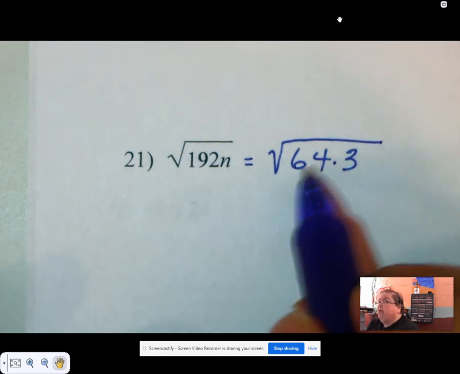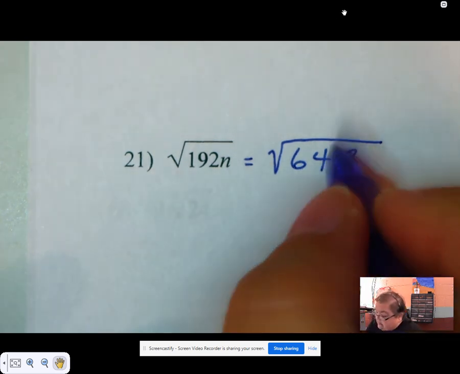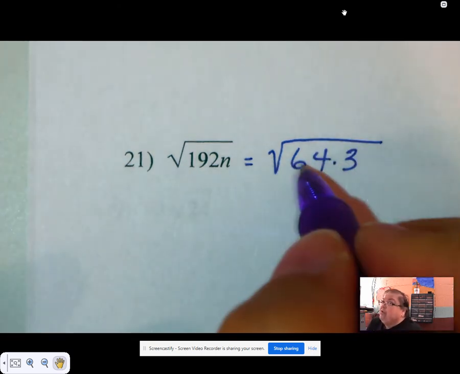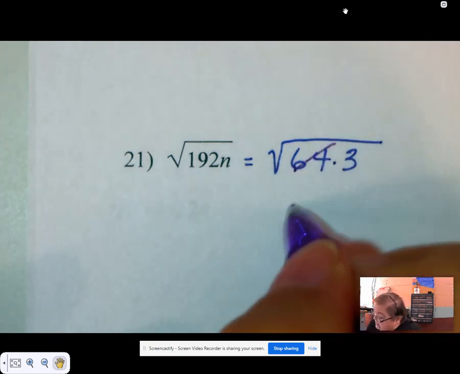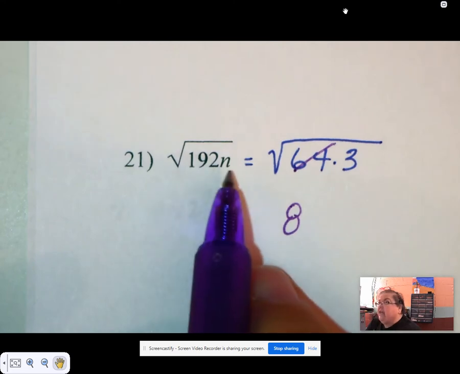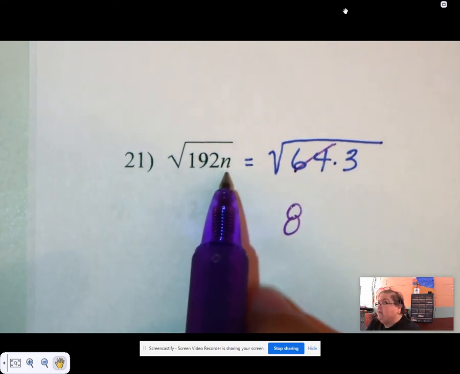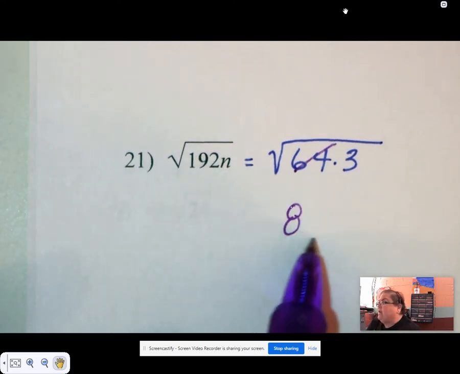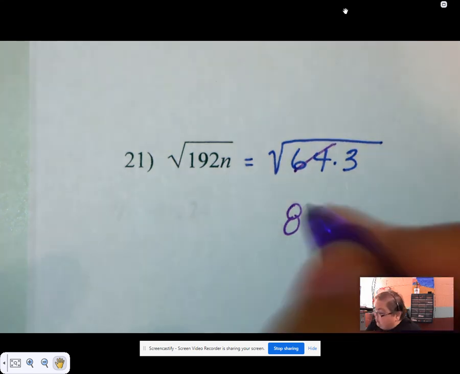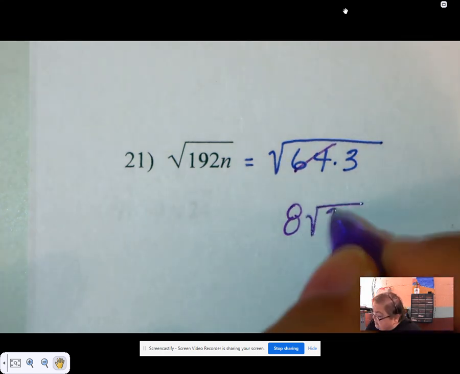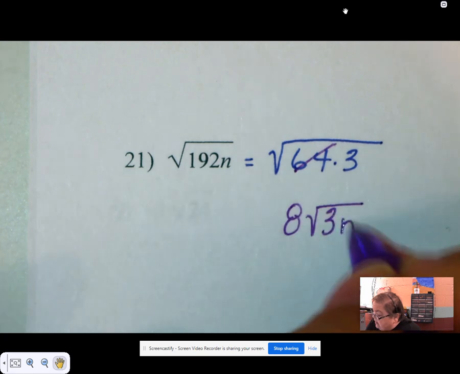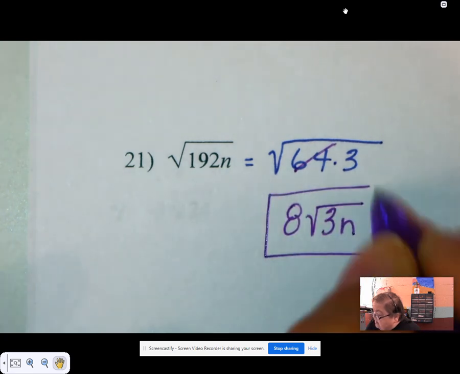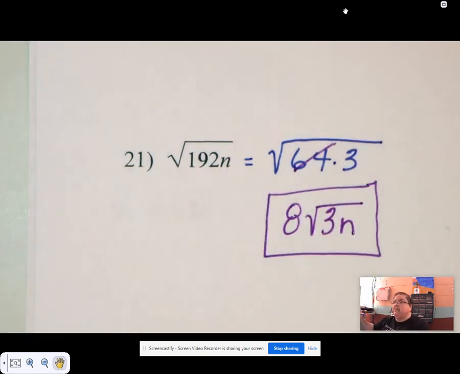Now, my perfect is 64. What is the root of 64? 8. This n, is it enough to pull 1 on the outside? No. So what has to be on the inside then? The 3 and the n stays in. Questions about that?